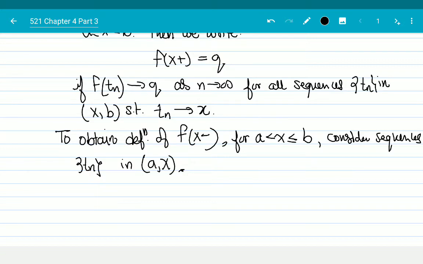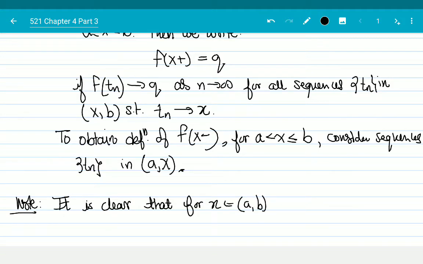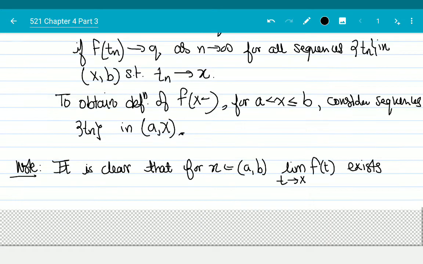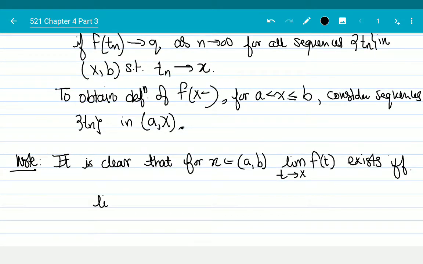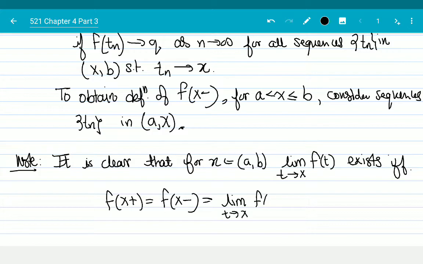Now, it is clear as before that for x belonging to (a, b), the limit as t goes to x of f of t exists if and only if f of x plus is equal to f of x minus is equal to the limit as t goes to x of f of t.